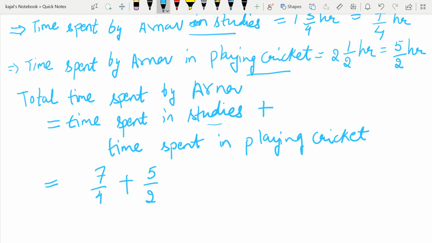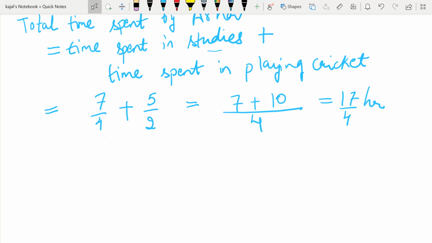As both the denominators are different, so we have to take the LCM of both of these, 2 and 4, which is 4. So now we can do the addition very easily, which is 17 by 4 hours total time spent. But as you know, the numbers in the problem are given in the mixed format, so we have to convert this also into the mixed format, and this is the proper way of doing any sum in mathematics. So this is the total time spent by Arnav.